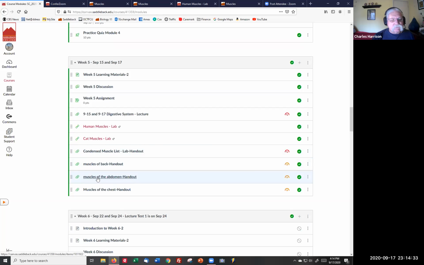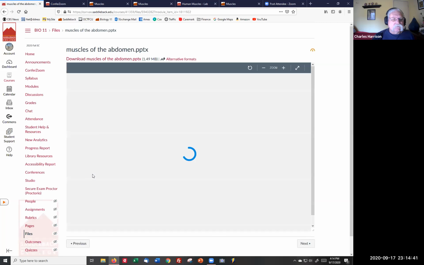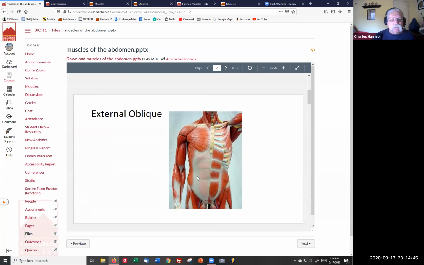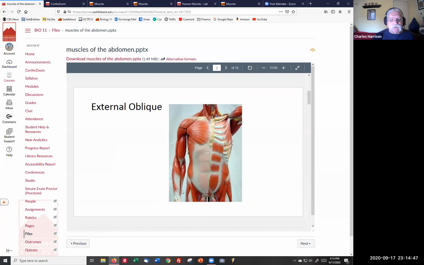The second part was muscles of the abdomen. There's only a very few here. External oblique. Okay. We haven't done that one yet. It's not in 1 through 12. So you can look at this or you can hang on to it. It's labeled as a handout, and definitely it'll be useful to you later.